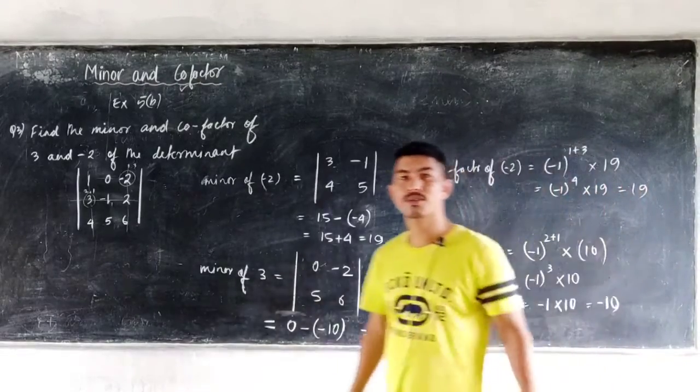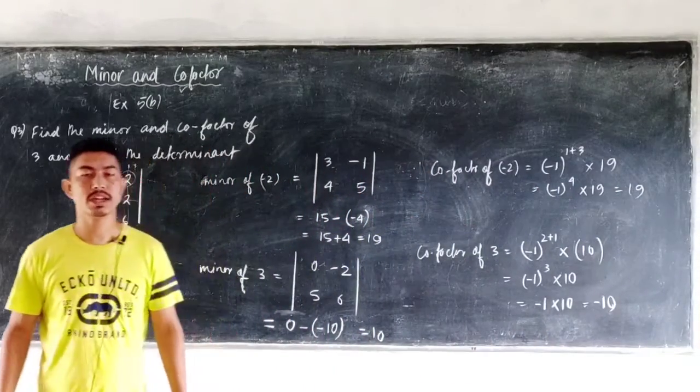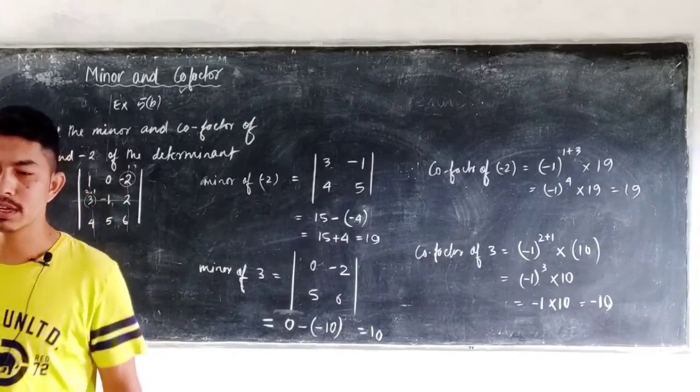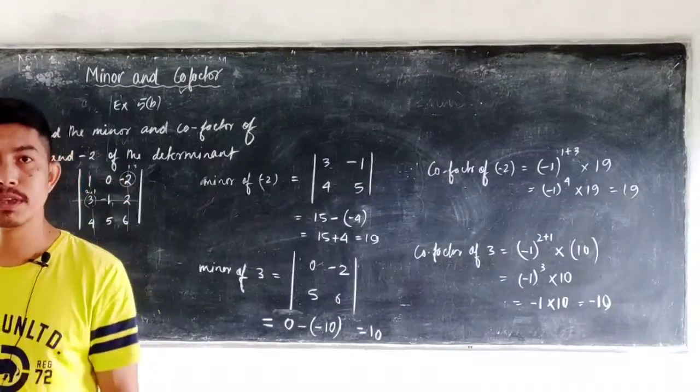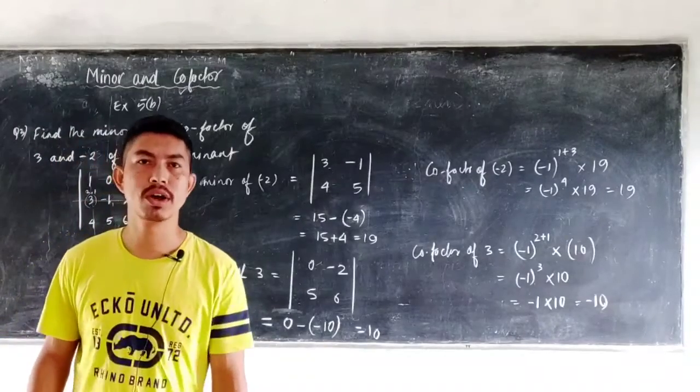This is how we find the minor and the cofactor of each of the elements of the given determinant. I want you to complete this exercise 5B so that in our next class we can move on to the next topic of determinant.